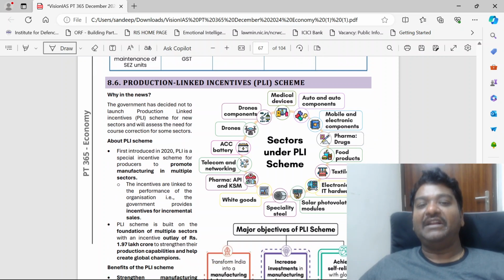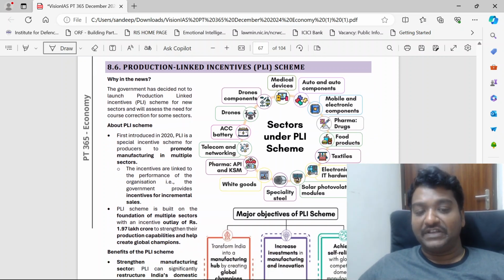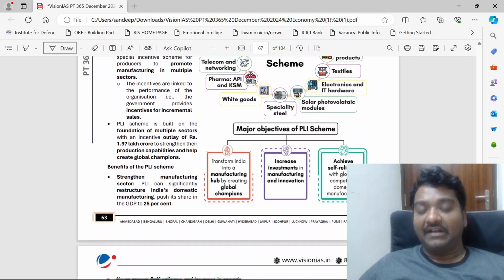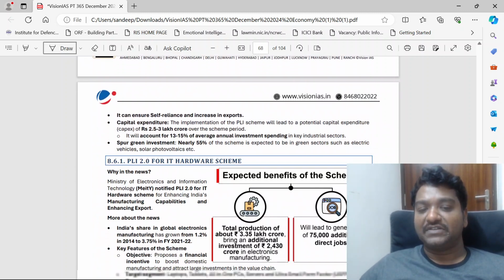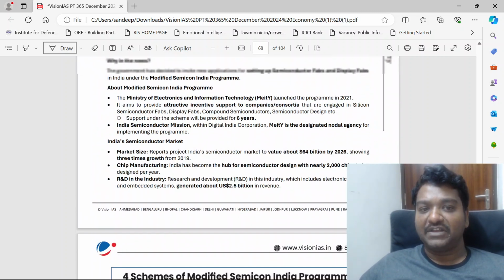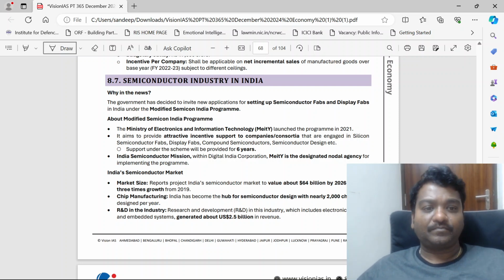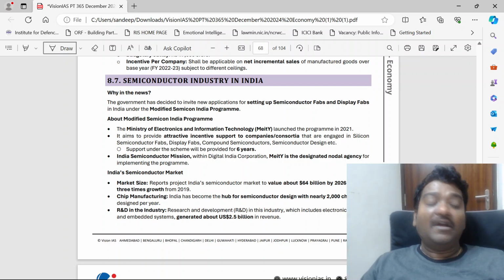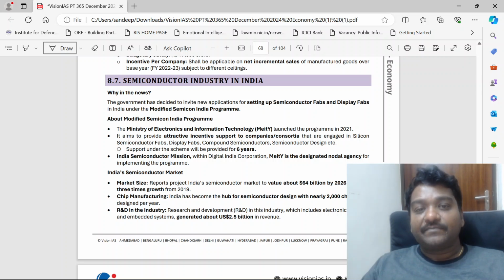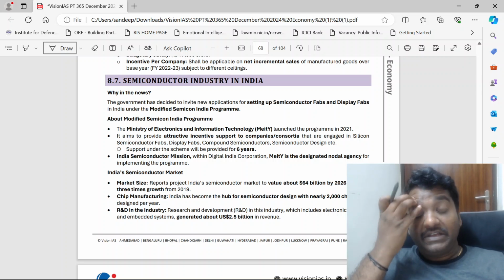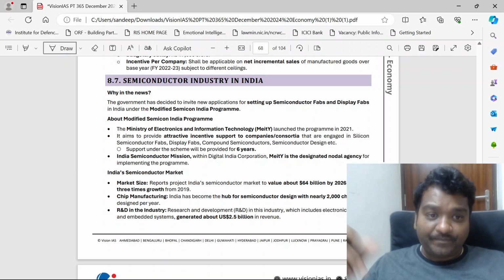This production linked incentive scheme is in the news. If you know the basics, it's enough, because earlier it was only for one or two sectors. Now almost every sector is using production linked incentives. That means if you are selling more, you will be given more incentives. If you are producing more, then also you will be given more incentives. Okay, so that means obviously you need to sell more.